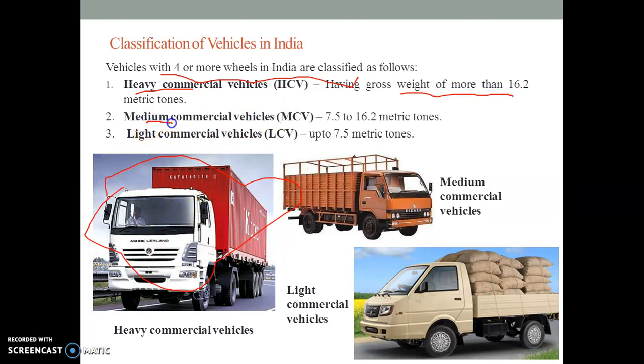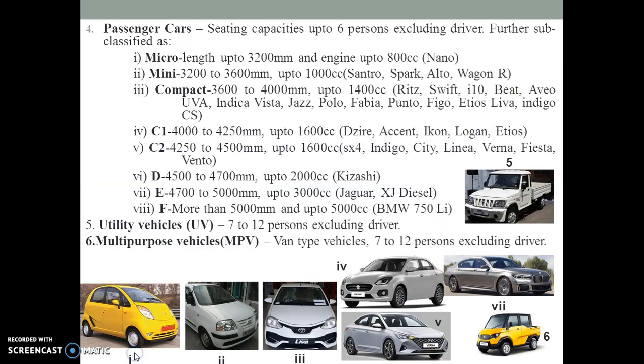Then there are medium commercial vehicles. These have 7.5 to 16.2 metric tons of capacity. And in day-to-day life, we observe these kinds of light commercial vehicles. These have capacity only up to 7.5 metric tons. So according to these capacities, these vehicles are classified. Then passenger cars are also classified.